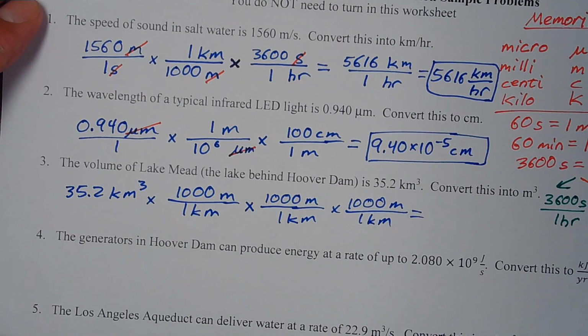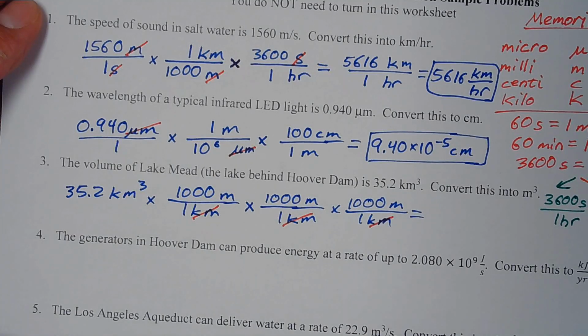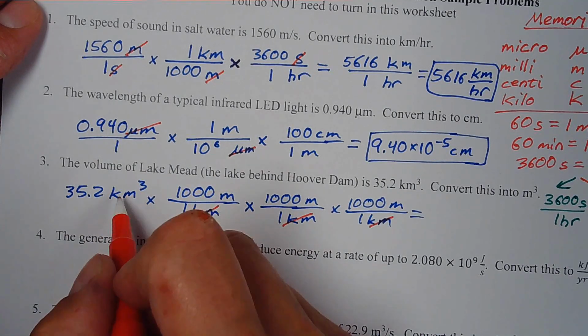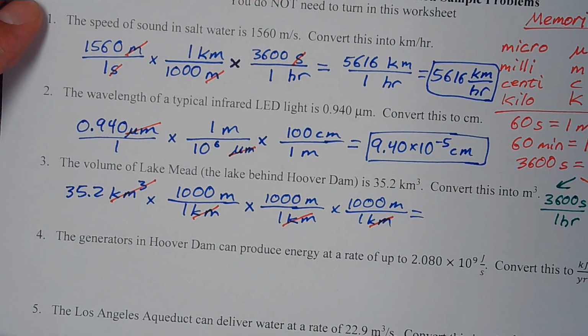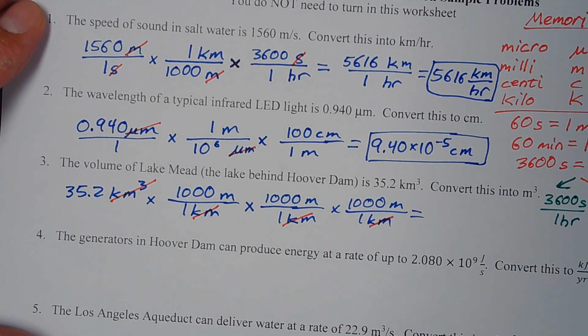And then these 3 kilometers in the denominator cancel out with the cubic kilometer in the numerator, just in the same way that x cubed on top of a fraction and x times x times x on the bottom of the fraction would cancel out. And then what we're left with is meters times meters times meters. In other words, we're left with cubic meters.